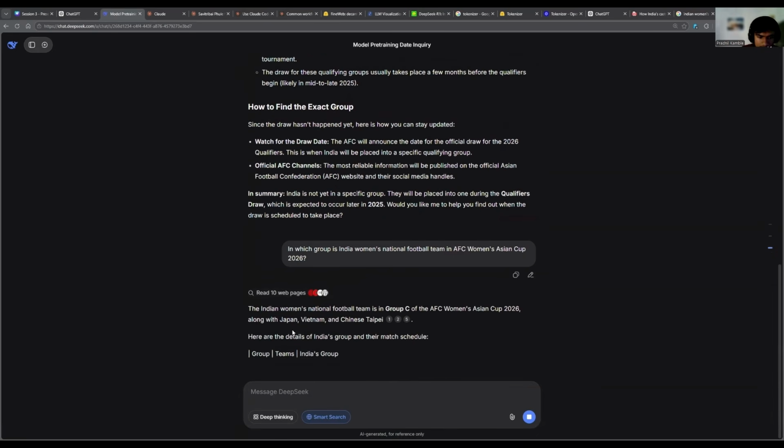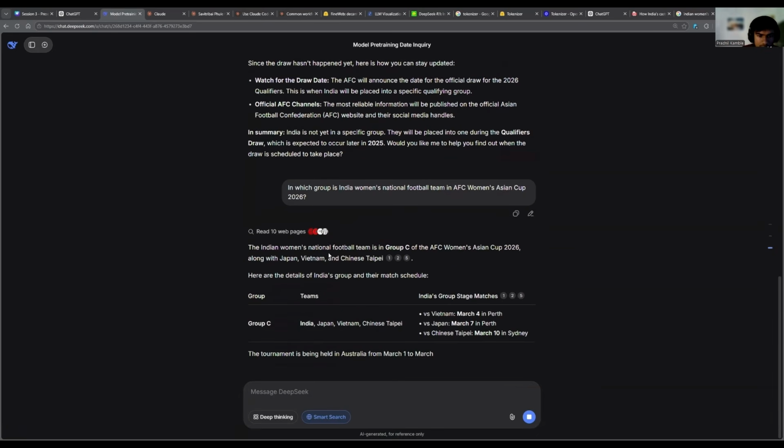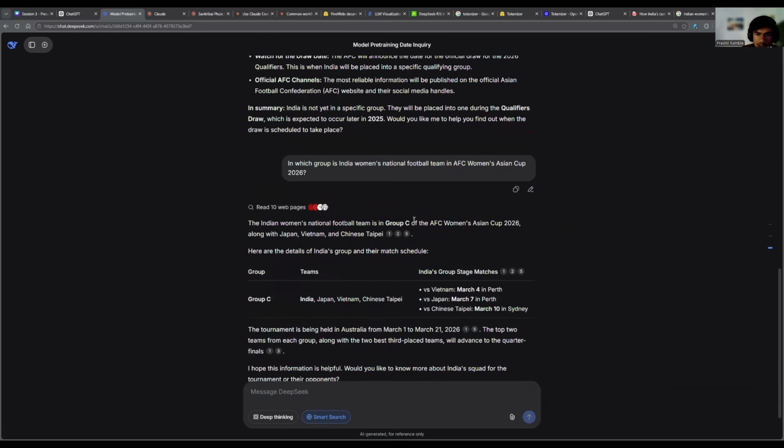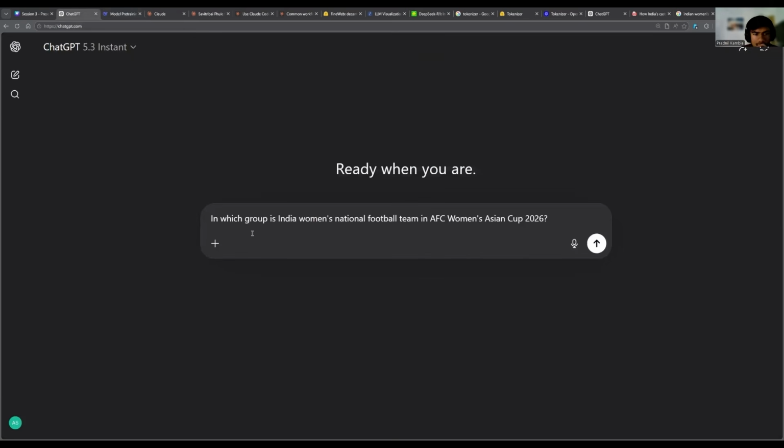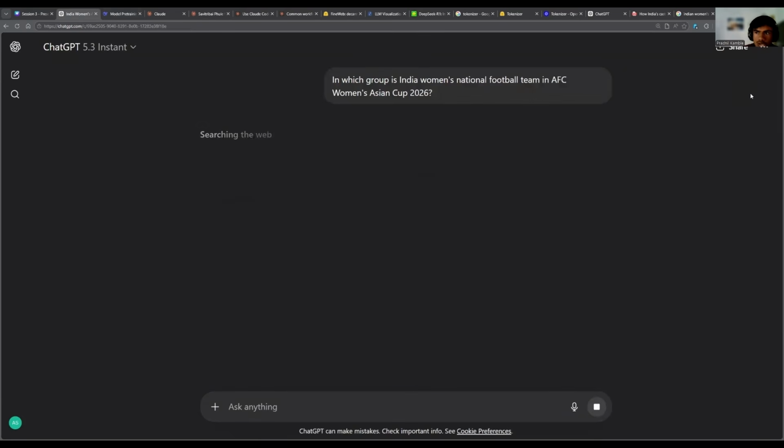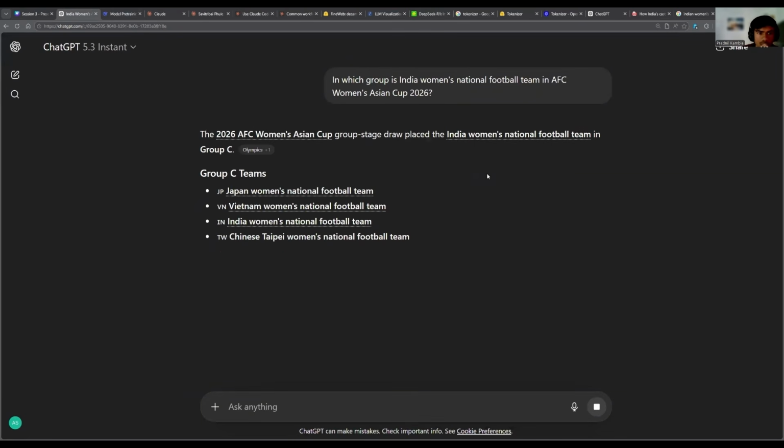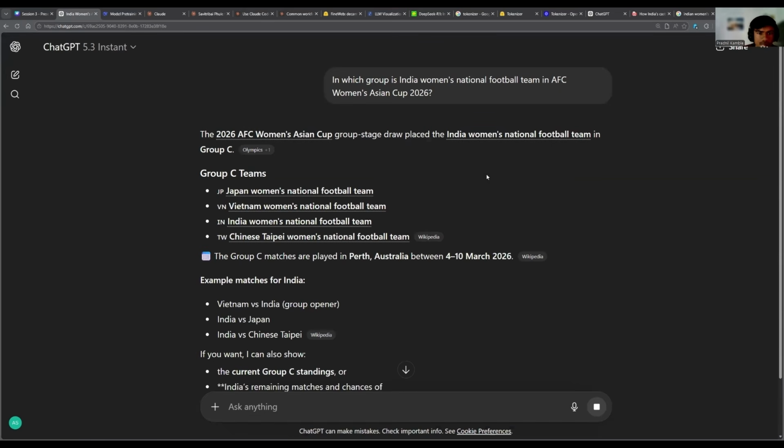So it is reading 10 web pages, and I see that the Indian women's national team is in Group C. Okay, so it has now been able to successfully give us the right answer. Let me ask this question to ChatGPT as well because it would be fun. So when I ask this question directly to ChatGPT, let's see what it answers. The 2026 AFC, okay, it's in Group C, right?